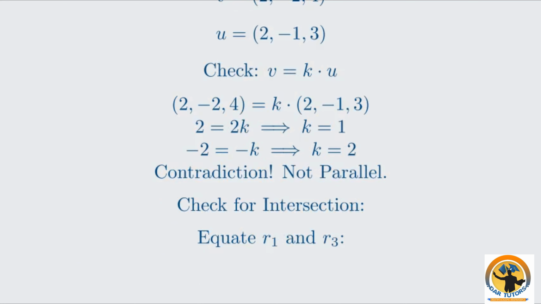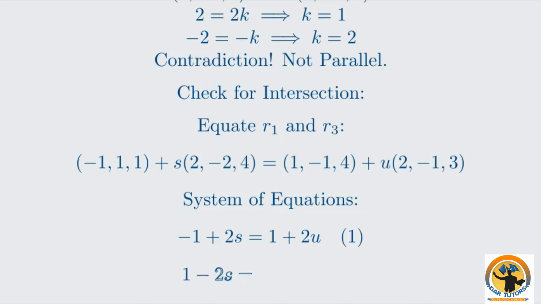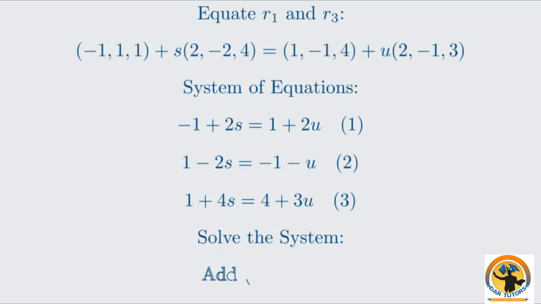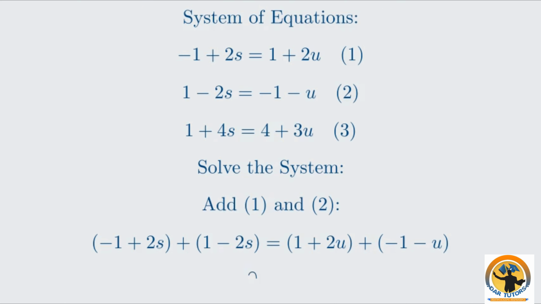Equating the components gives us the system. Minus 1 plus 2s equals 1 plus 2u, 1 minus 2s equals minus 1 minus u, and 1 plus 4s equals 4 plus 3u. Let's try to solve this system. A good strategy is to add equations 1 and 2. Adding the left sides gives minus 1 plus 2s plus 1 minus 2s, which is 0. Adding the right sides gives 1 plus 2u plus minus 1 minus u, which is u. So we find that u equals 0.